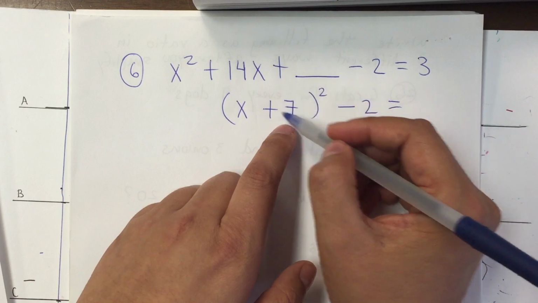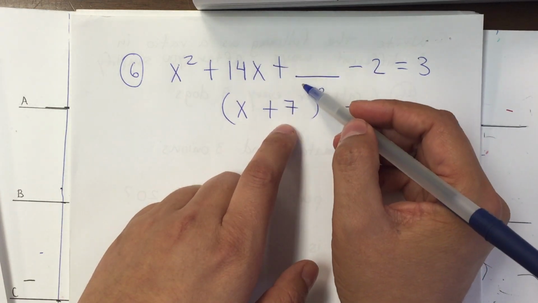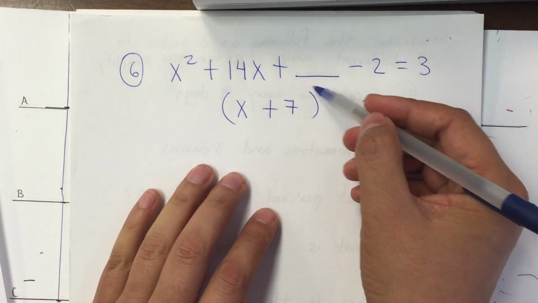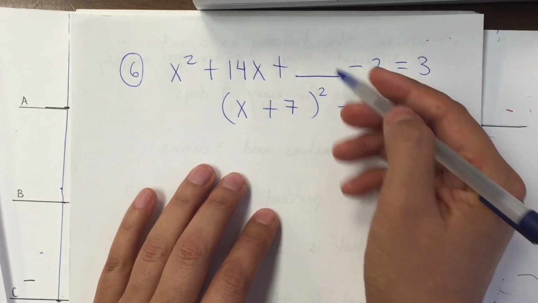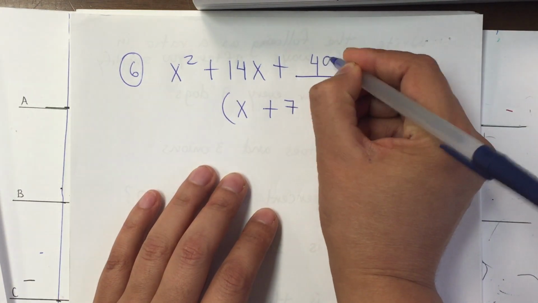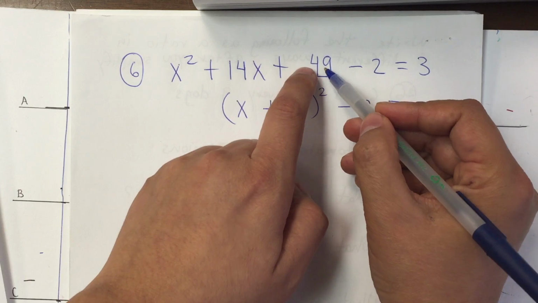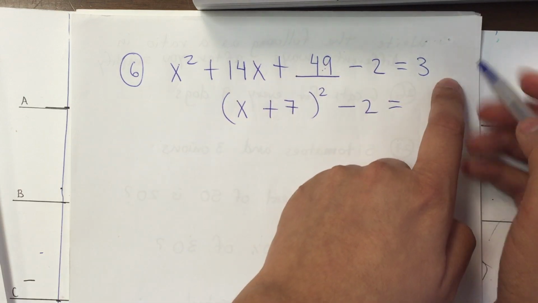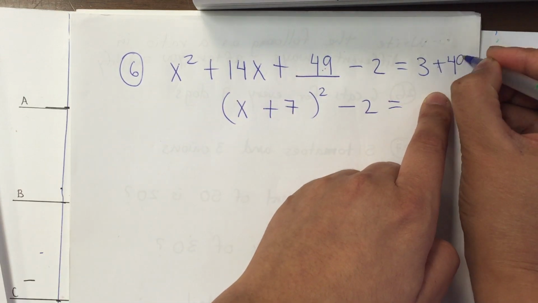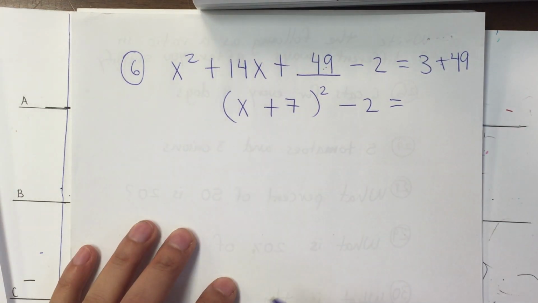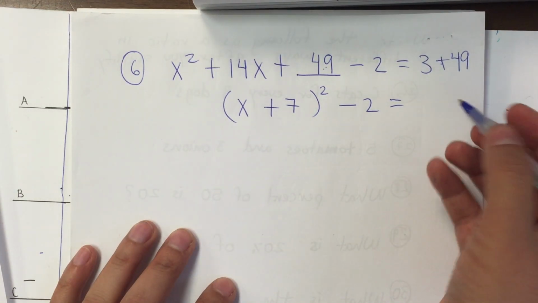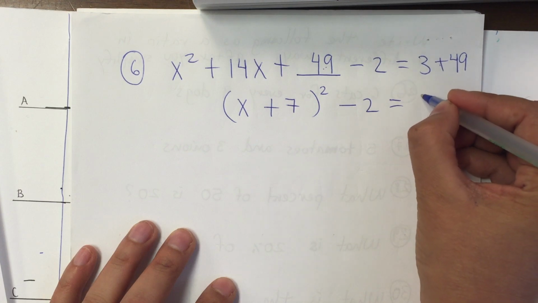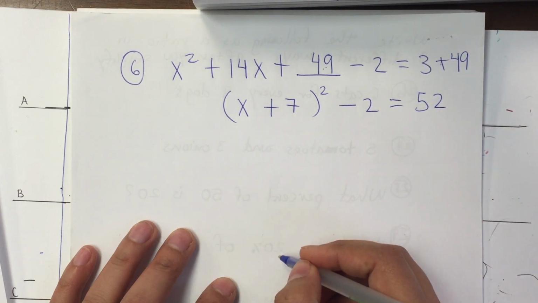And remember that to complete this square, I'm going to multiply this to the second power, and so it's going to be 49. But again, to complete that square, I added 49 here, so I have to add 49 to the other side of the equation to maintain the balance or the equality. And so 3 plus 49 is 52.